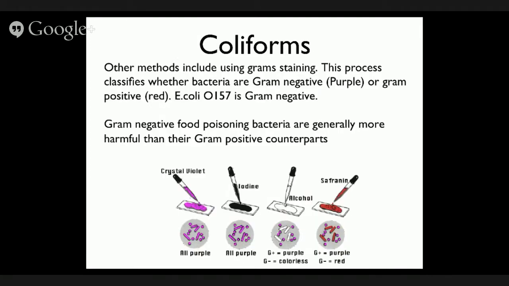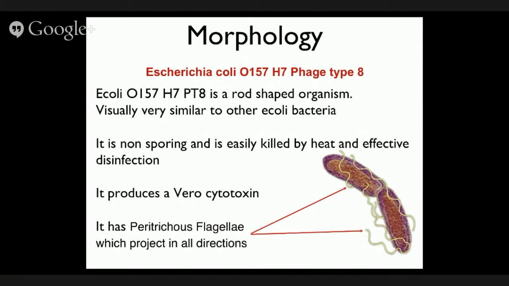Other methods include gram staining. Basically, gram-negative food poisoning bacteria are generally more harmful than their gram-positive counterparts, and E.coli O157 is gram-negative. E.coli O157 is a rod-shaped organism, visually very similar to other E.coli bacteria. It's non-sporing and is easily killed by heat and effective disinfection. It produces a verocytotoxin which affects the kidneys. It also has peritrichous flagellae which project in all directions and help it to move about.